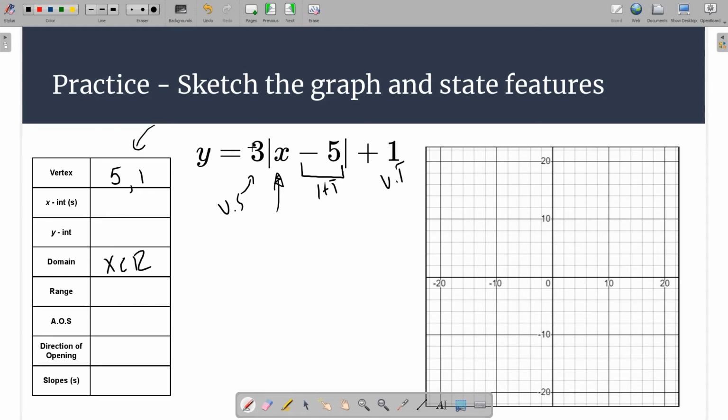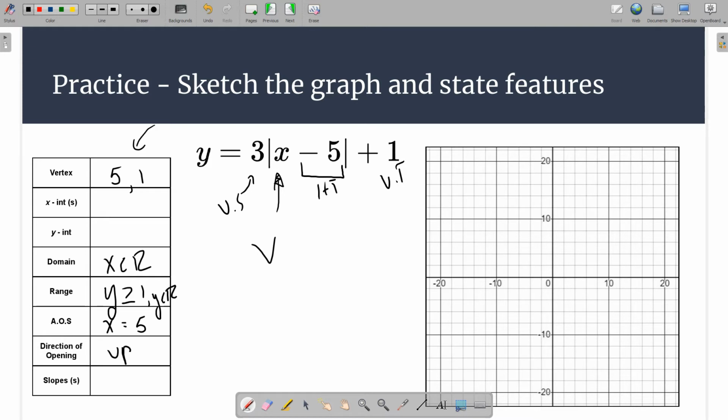And so I can tell that, because my vertical stretch is positive, it's going to look like this. So I know my range is going to be y is greater than or equal to 1, y is real. Of course, you can write that in a more formal way if you'd like. My axis of symmetry is always my vertex, x is equal to 5. Always my vertex, I should say, with a linear absolute value question.